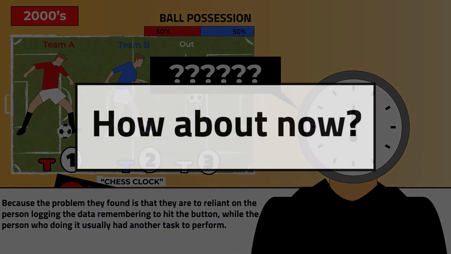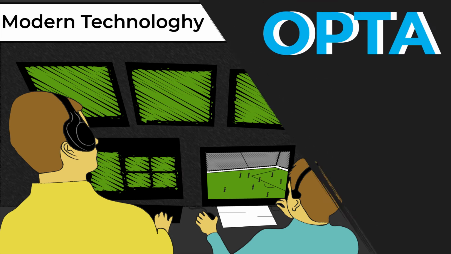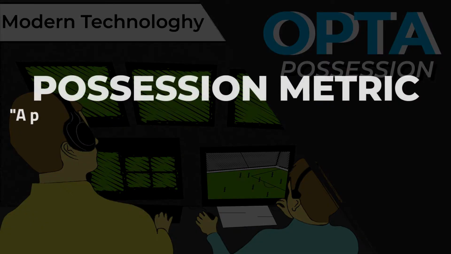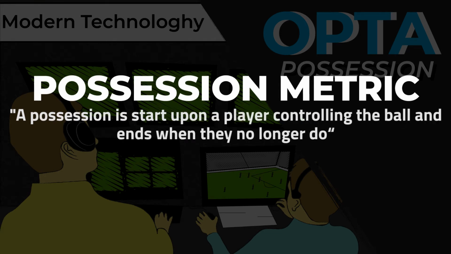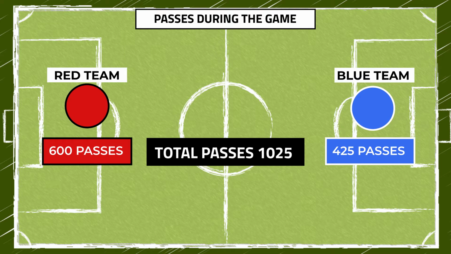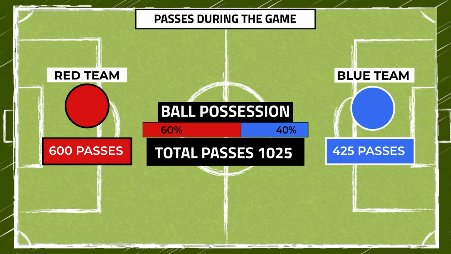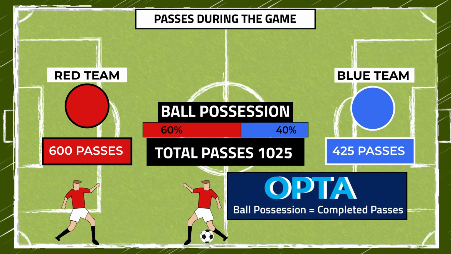Then, how about now? With modern technology, calculating ball possession can be more detailed and more complex. Opta, one of the leading data providers, decided to create a new metric called a possession. A possession starts upon a player controlling the ball and ends when they no longer do. During the game, analysts will count total passes from each team and divide it by the game total to show the percentage each team has occurred in possession of the ball. For Opta, ball possession means the percentage of completed passes and is not a measure of time, although Opta does claim that the two are very closely related.